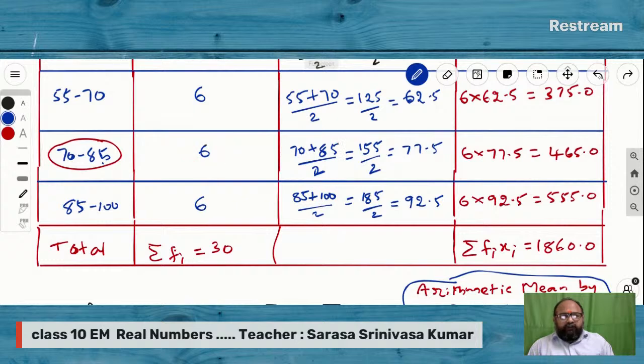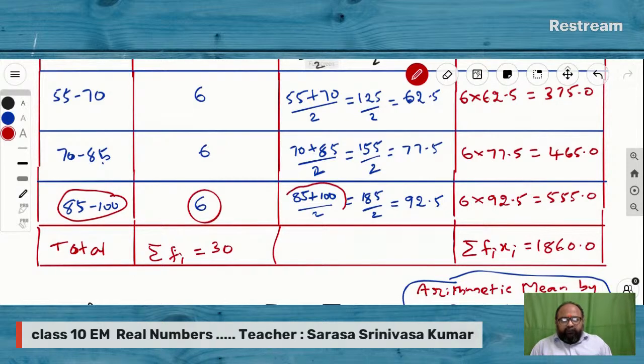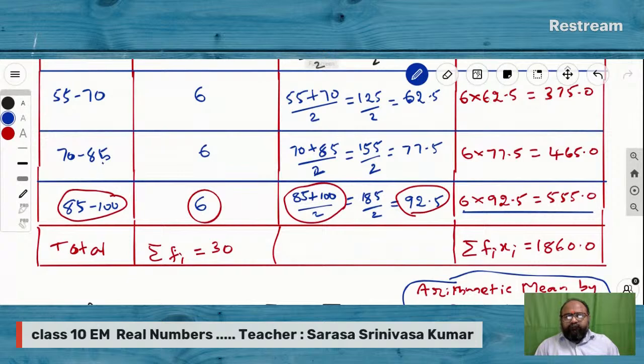Now we consider the class interval 85 to 100. In this, six students are there. To find class marks, we use the formula lower limit plus upper limit by 2. 85 plus 100 by 2, we get 92.5. The last column is obtained by multiplying fi and xi, that is 6 multiplied by 92.5 equal to 555.